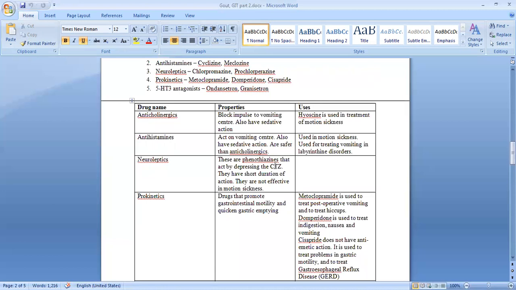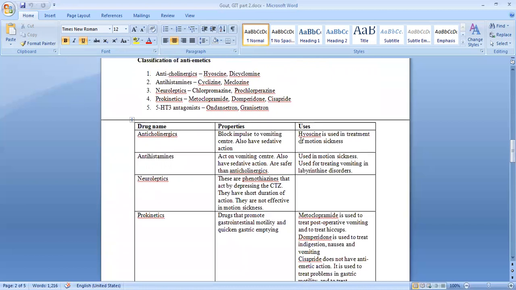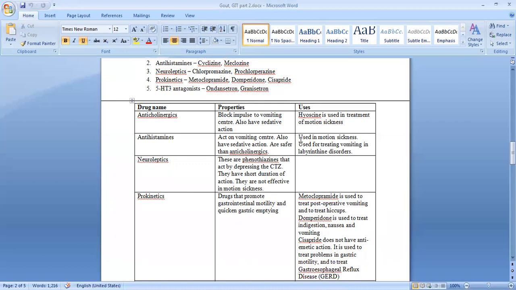Because of that, they will block the impulses being transmitted to the vomiting center. Also, they have some mildly sedative action, because of which the vomiting will be blocked. So out of these 2 drugs that we said, hyoscine and dicyclomine, hyoscine is used in treatment of motion sickness. Dicyclomine is used whenever somebody has spasmodic pain in the stomach, which is going to trigger that vomiting sensation. So we can use it like that as a preventive or for treating the vomiting.